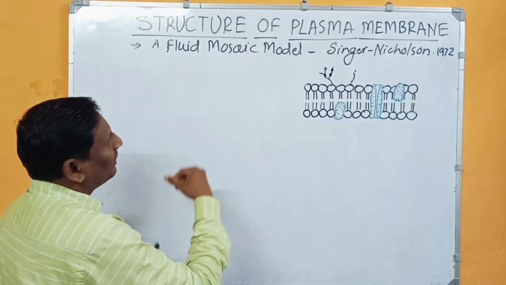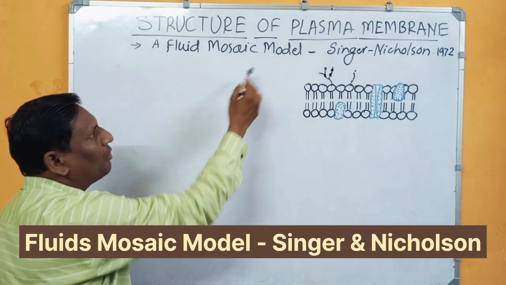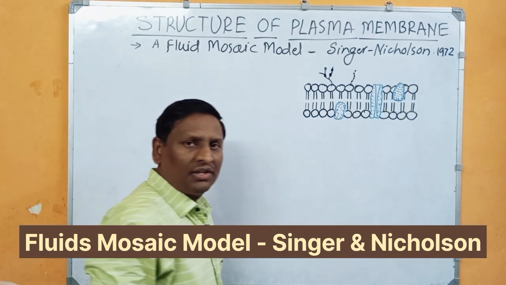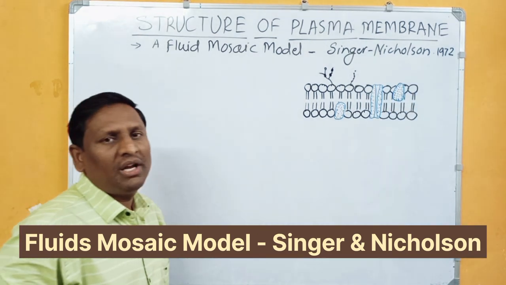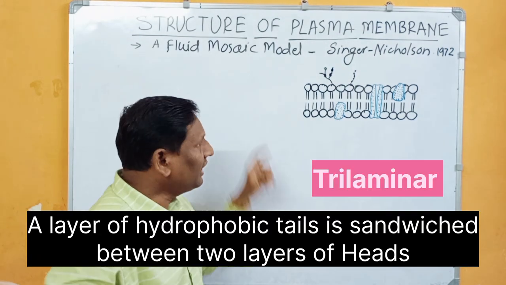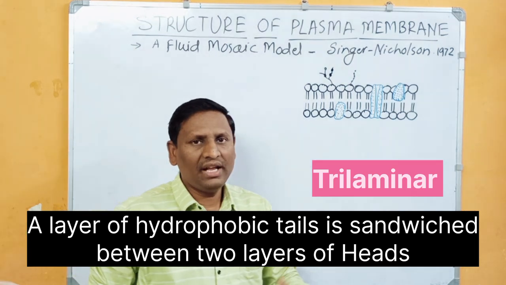Plasma membrane, the model you can see over here, is known as the fluid mosaic model given by Singer and Nicholson in 1972. According to this model, a plasma membrane is a trilaminar structure, as you can see in the diagram. Trilaminar structure means it has three layers.